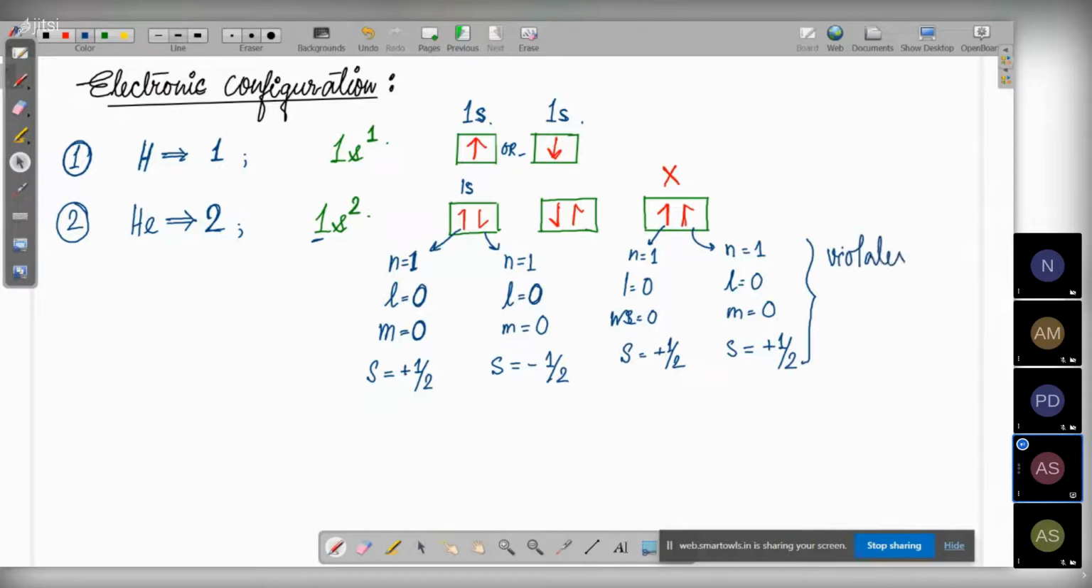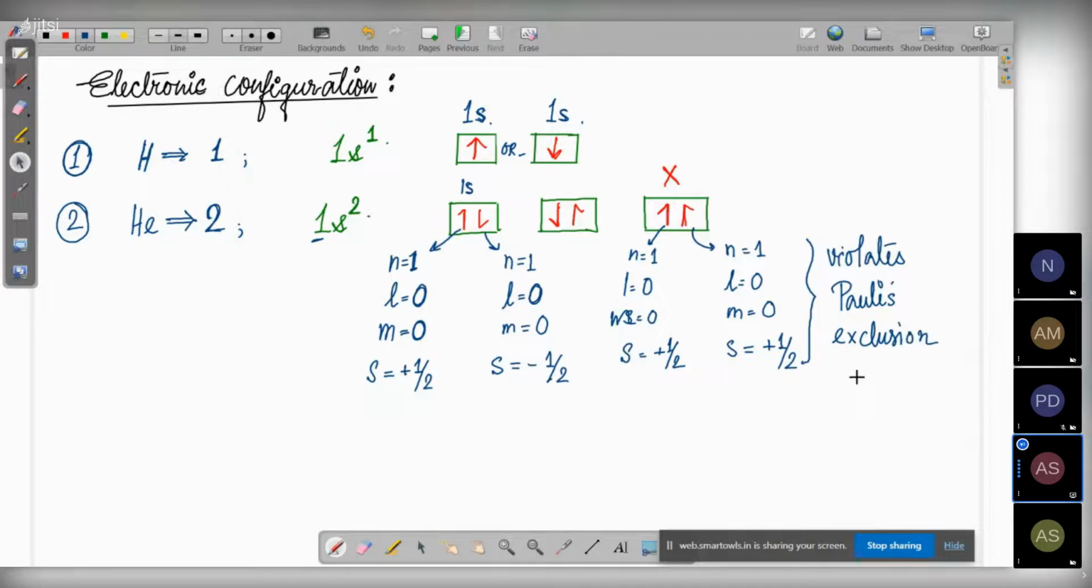Okay. So in a box diagram, one has to be an upward arrow, another one has to be a downward arrow when pairing is taken. Okay, so that is the configuration of helium and why we are drawing the box diagram in this way. Is it completely clear? Yes, sir. Yes, sir.